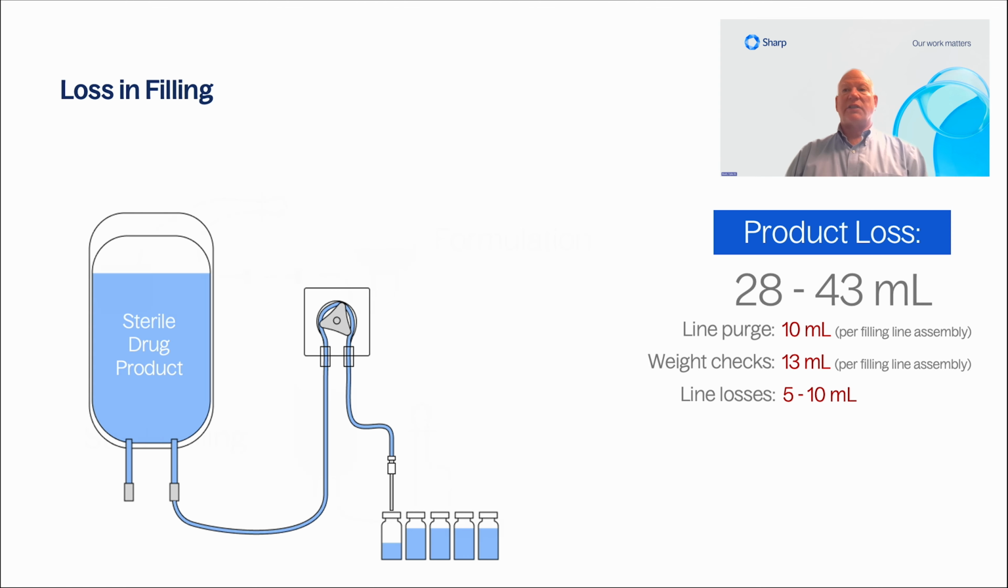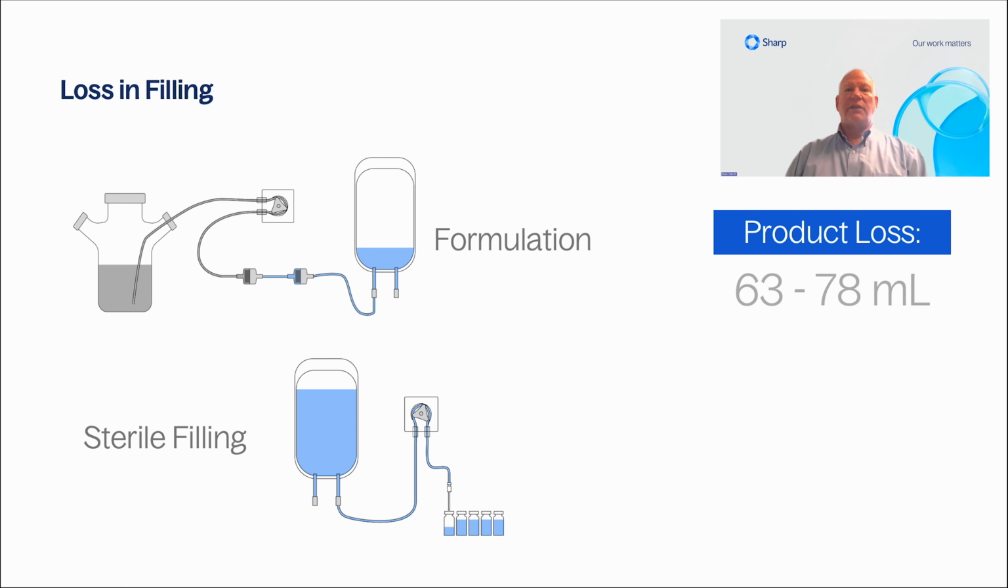Combined with the formulation and sterile filtration, we're looking at 63 to 78 milliliters of drug product loss for this very specific example. This is about 6 to 8% loss in volume. As the volume of drug product is increased, the percent loss will drop because the line losses and filter holdup for much larger batches remain the same or similar to those of smaller batches, unless the filters and tubing are sized up significantly. This will ultimately reduce the percent volume loss.